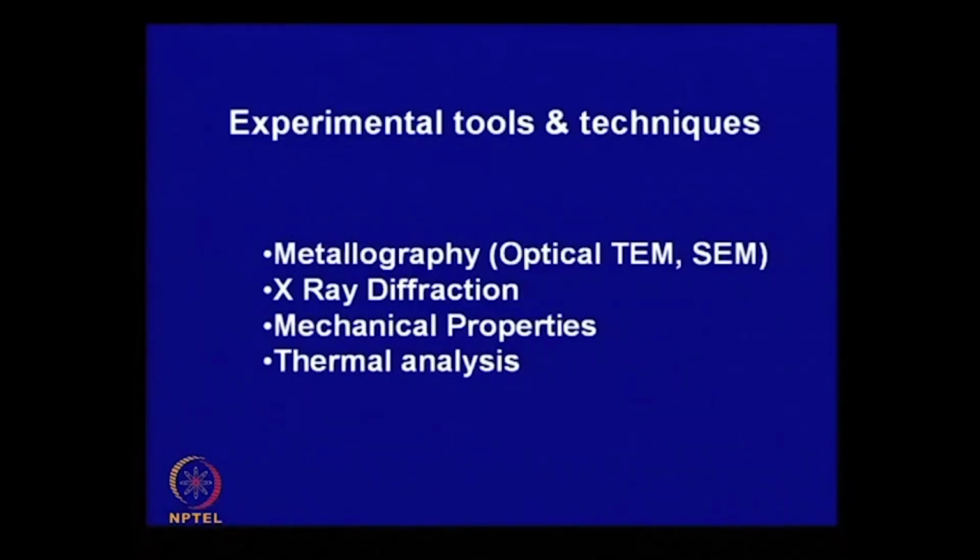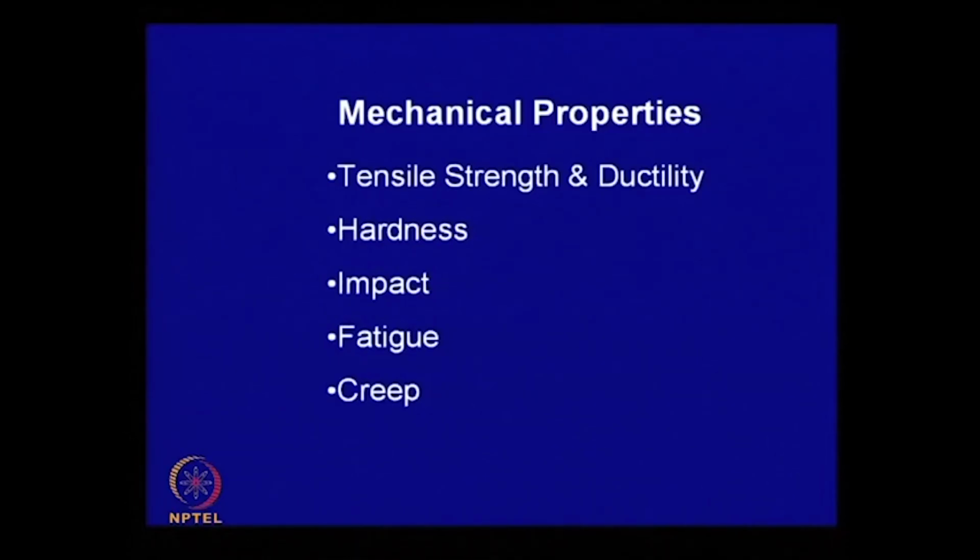In metallurgical engineering, we often talk about several mechanical properties which are listed here. This list is by no means complete, there are a few others, but in our discussion we will very often talk about these mechanical properties, primarily tensile strength, ductility, formability. We will talk about hardness, we will talk about impact strength, we will talk about fatigue and creep.